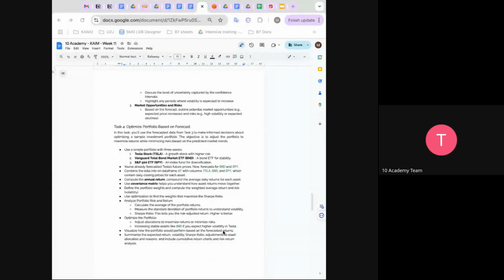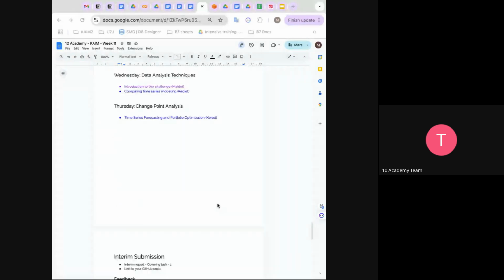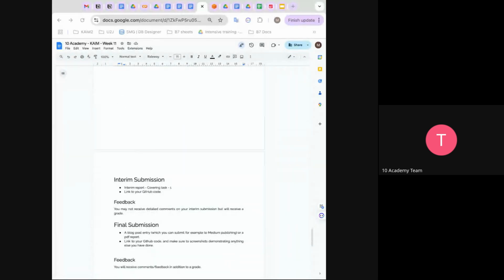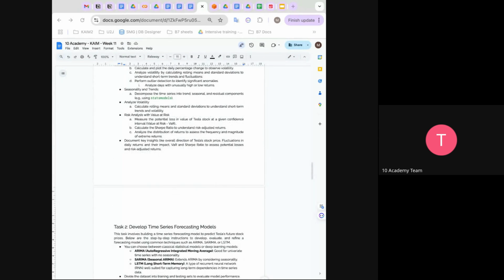That's this week's task. We have 2 tutorials on how you can use time series portfolio optimization and compare those models for time series optimization. And then, as usual, we have 2 submissions: the first is interim, the next is the final submission. If you have any question, you are welcome.